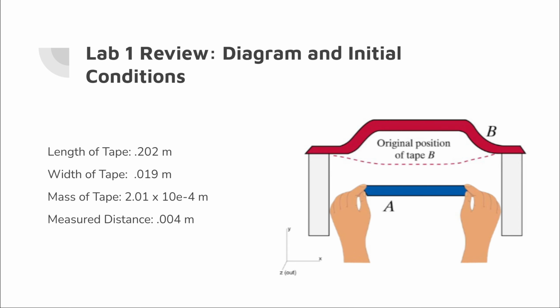So Lab 1 review, the diagrams and initial conditions. On the right is a diagram of what we did in Lab 1, and on the left are the metrics. Length of tape was 0.202 meters, width 0.019, mass and measured distance are all recorded here.